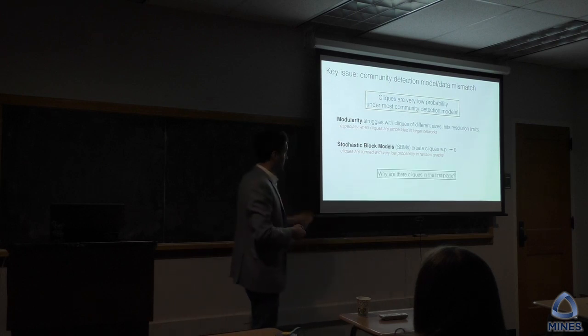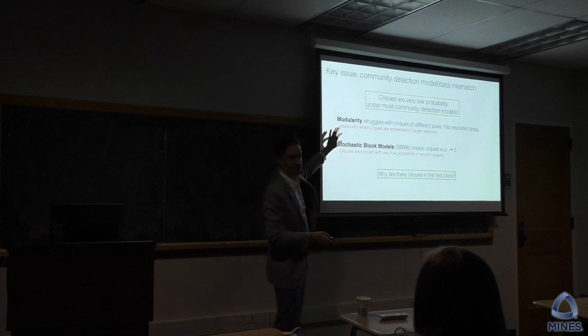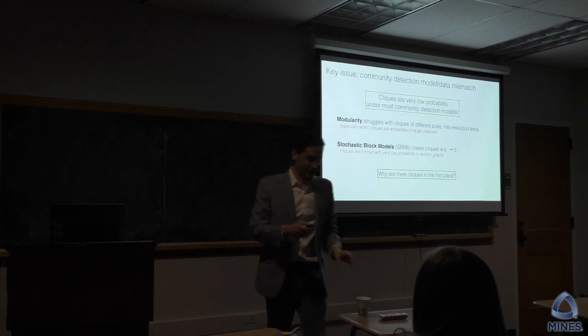So rather than trying to apply models that don't match our data again, we're instead going to ask, why are there cliques in the first place? And I know what you're all thinking.